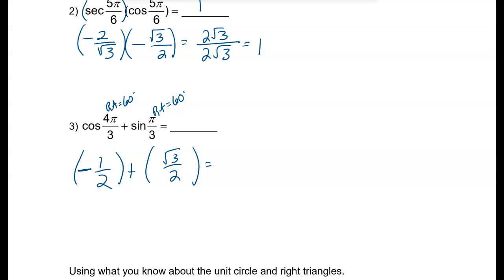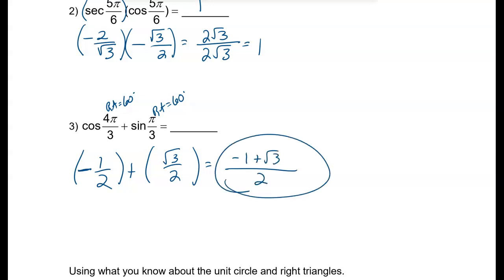Now, we have fractions. No big deal. We can easily add fractions if we have a common denominator. Do we have a common denominator? And so what does that become? A negative 1 plus root 3 over... There's nothing to rationalize. You're good. You just leave it that way. You combine it as much as you can.